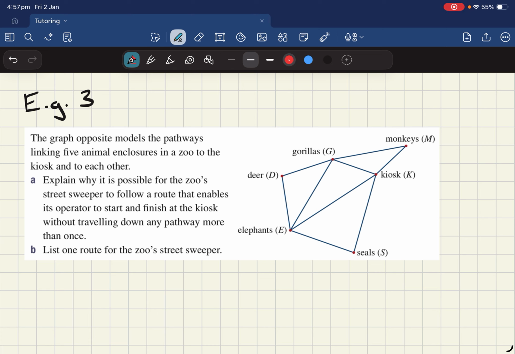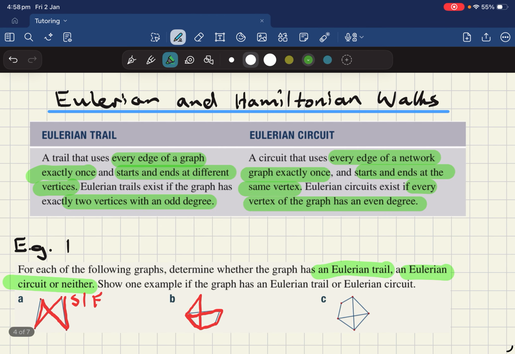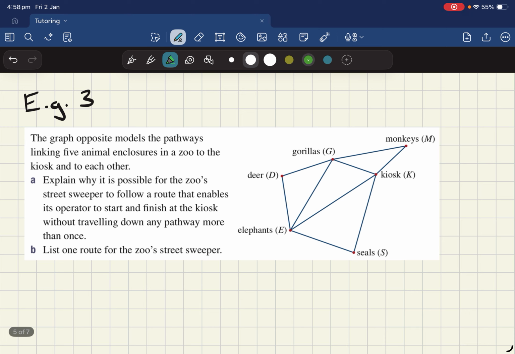It's saying the graph opposite models the pathways linking 5 animal enclosures in a zoo to the kiosk and to each other. Now, sometimes with these questions in exams, they will come across as a bit wordy and confusing, but we have to look at how we can unpack the key ideas of the question and then see what they're actually asking us. We can assume, because this video is on Eulerian and Hamiltonian walks, it will likely be something to do with that. Now, it's saying, explain why it is possible for the zoo's street sweeper to follow a route that enables its operator to start and finish at the kiosk, so it's starting and ending at the same vertex, without traveling down any pathways more than once.